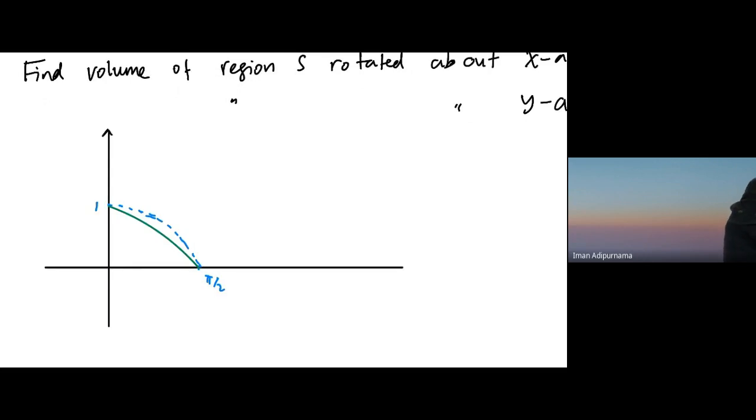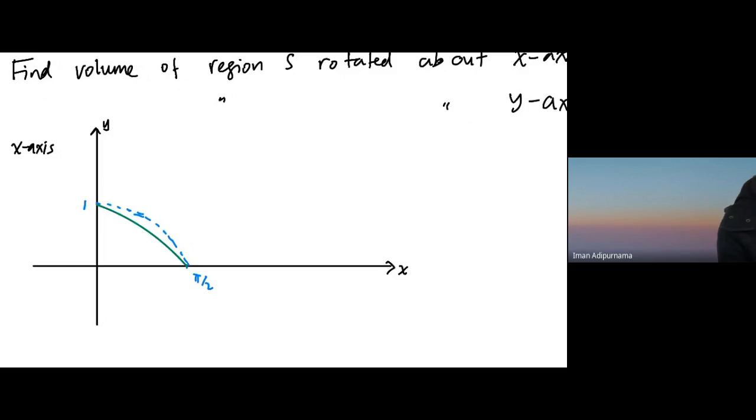Let's start with the x-axis. So this is rotated through the x-axis. These are the rotations. My examples for this one and the previous one, although we need to use some integration by parts in chapter 7 and some techniques also in chapter 7, for your quiz, I will not include those techniques.